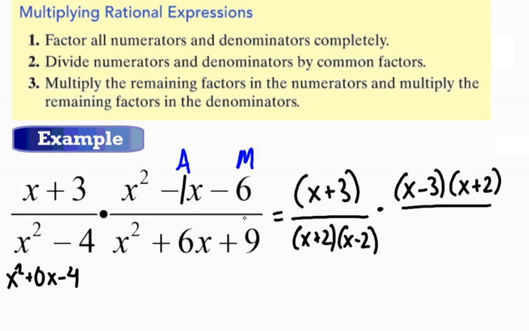Same goes on down here. Two numbers that multiply to be 9, add up to be 6. That's going to be 3 and 3. So step 1 is done. Factor all numerators and denominators completely. Step 2 is divide out any common factors.